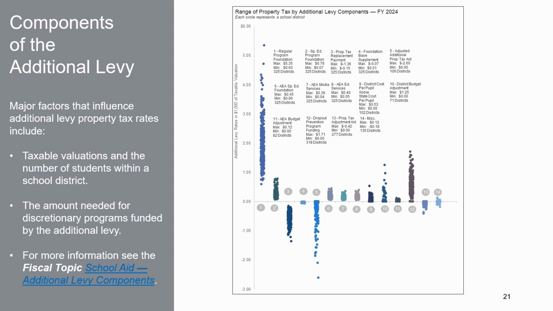Page 21. Major factors that influence the additional levy property tax rates include taxable valuations and the number of students within a school district, and the amount needed for discretionary programs funded by the additional levy. For additional information on this, you may want to review the fiscal topic, School Aid Additional Levy Components. The chart provides information on the district's maximum and minimum tax rate for each levy and the number of districts that utilize each levy.